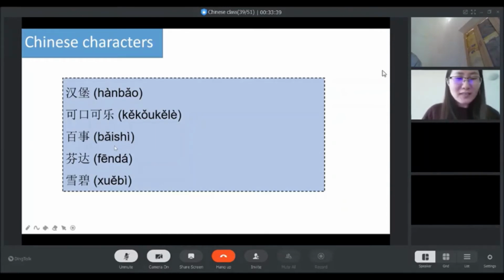Another kind of 百事, Pepsi. Pepsi, 百事. And another one, 芬达, Fanta, of the drink. Fanta, yes. 芬达, Fanta. And another one, 雪碧, Sprite. Yes, Sprite. 雪碧, Sprite.